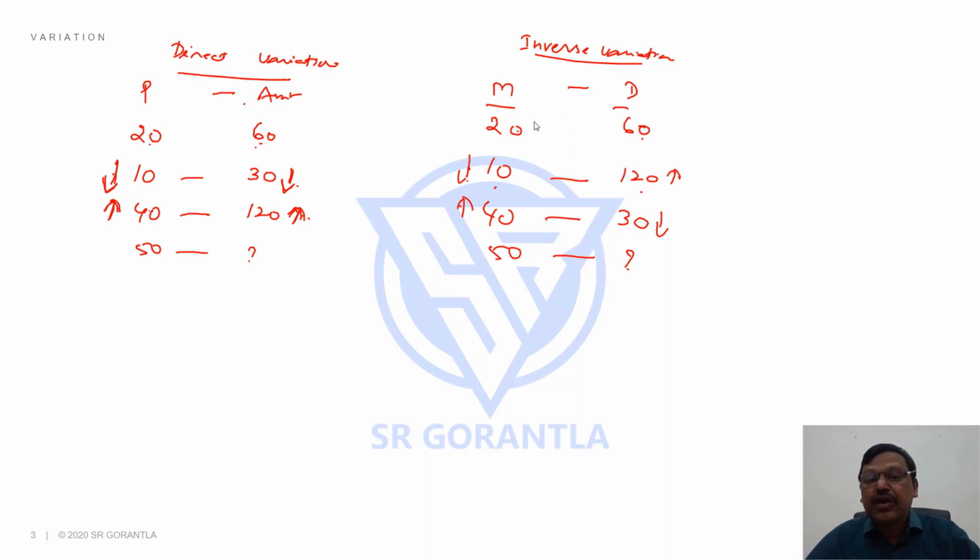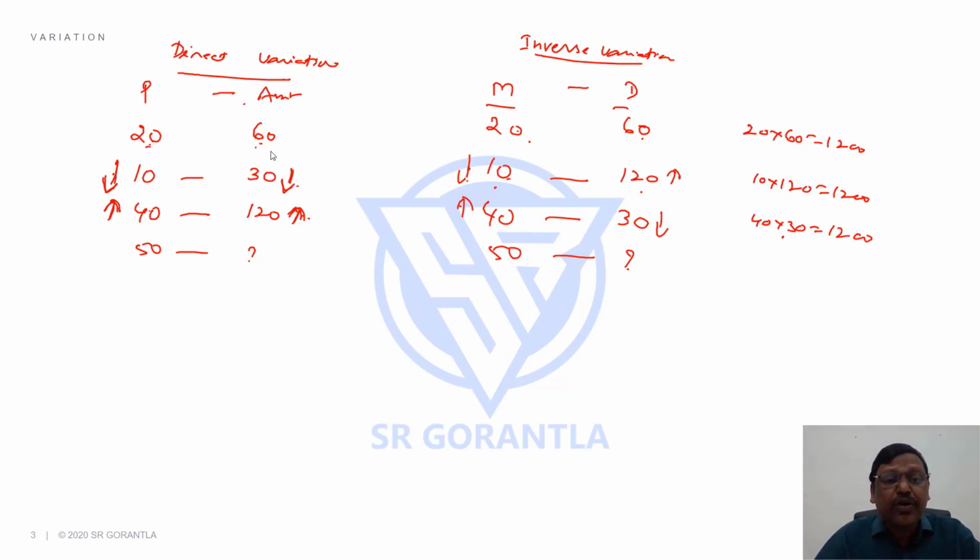Fine. So now, if you observe these numbers in the days example, 20 into 60 is 1200, or 10 into 120 is 1200, or 40 into 30 is also 1200. So here the product is constant. What about the pencil example? Is the product constant? No. 20 into 60 is 1200, 10 into 30 is 300. The product is not constant.